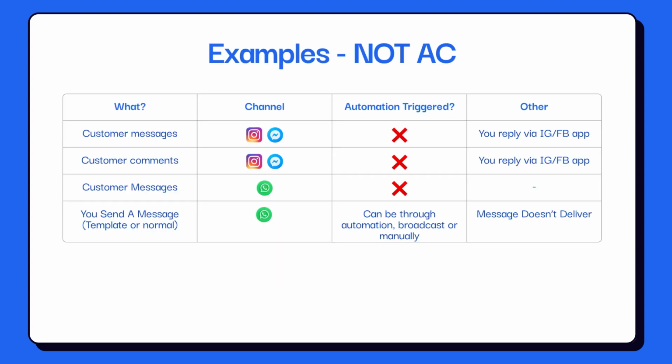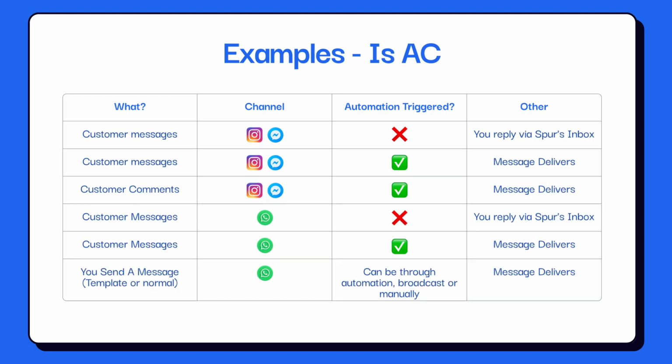Then we have provided some examples. For example, on Instagram, if someone messages you and no automation is triggered, then they won't be counted as an active contact. And same goes for WhatsApp. But if they message you and the automation replies, then they will be an active contact. Or if we run an automation that is triggered by Shopify and then they get a message, then also they are counted as an active contact.